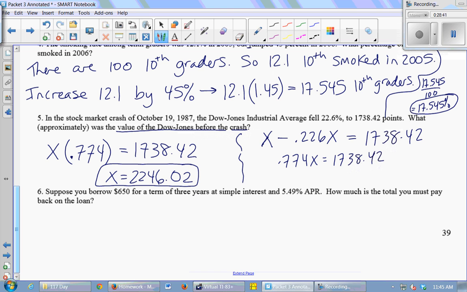Okay, so the 0.774 is related to the percentage 77.4%. I got that by saying I'm losing 22.6% of the value, right? So start with 100%, take away 22.6%, and you're left with 77.4%.